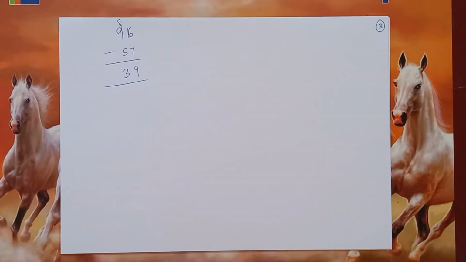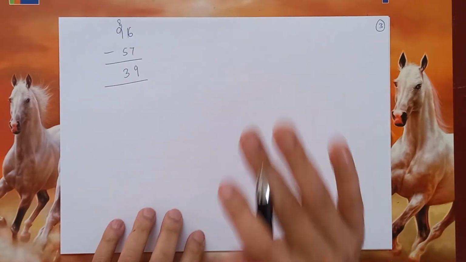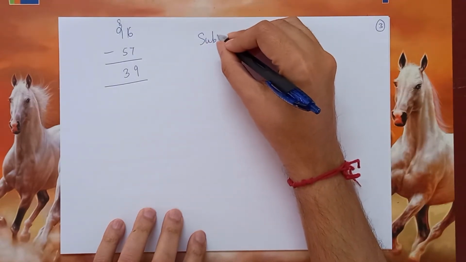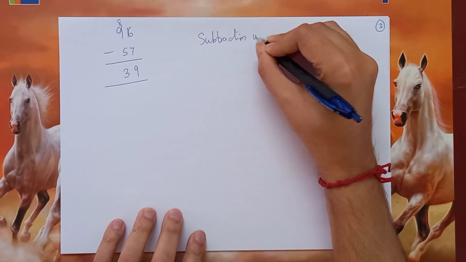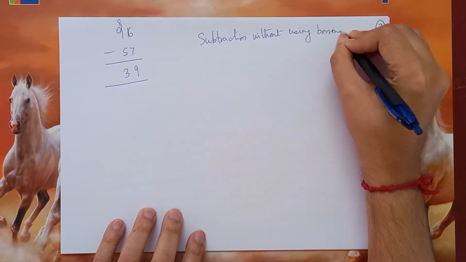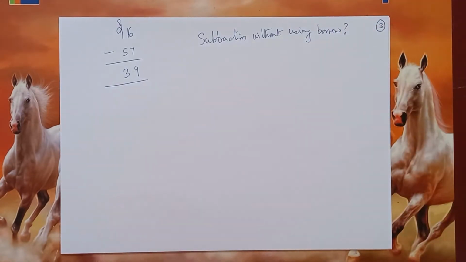So although this looks very simple now, when we have more digits in the given problem, borrowing for multiple stages could be a bit of a bother. So the question now is, is there any way to do subtraction without using borrow? Therefore, let's investigate that. Subtraction without using borrow. Let's look at the decimal numbers first.